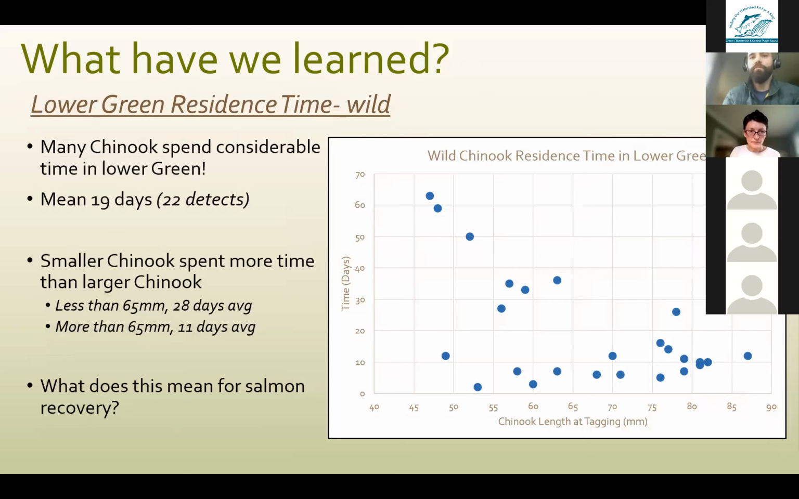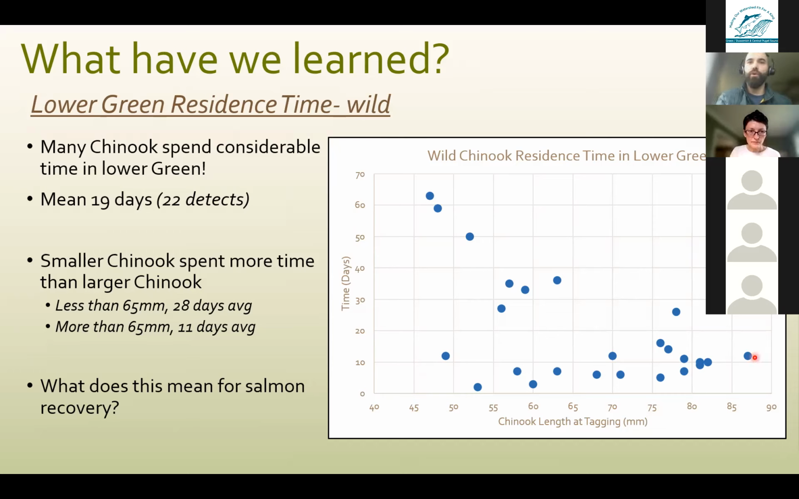Okay, looking at some of our detection data. One of the big takeaways from this project is that yes, these juvenile Chinook are spending considerable time in the lower Green. On this chart, down here on the x-axis is fish length, going from 47 millimeters, which is the smallest fish we tagged, upwards closer to 90. And on the y-axis, you have the residence time. This is the difference between when they were tagged and when they were detected, so theoretically, the time that they spent in the lower Green. Overall, the mean was about 19 days for this group of fish.